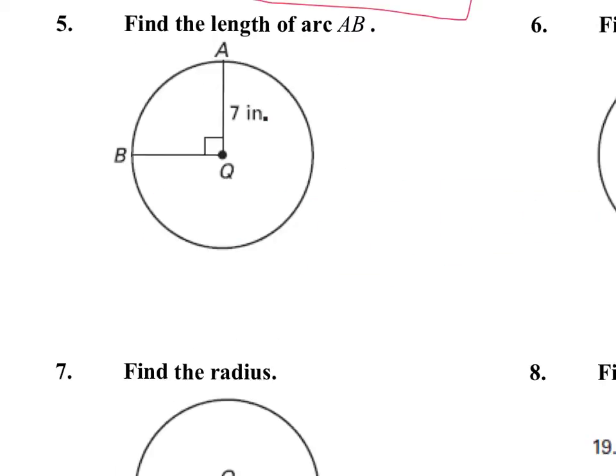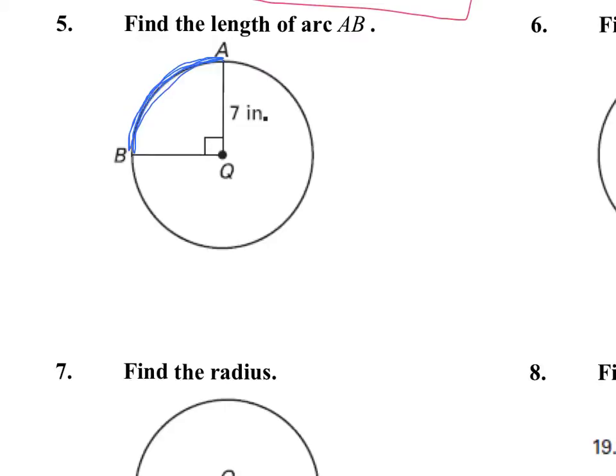All right, next up, we're talking about arc length. Find the arc length of AB. So visually what that is, it's this distance right here. If we could measure that with a string and then pull the string straight and put it up to a ruler or a yardstick or something, that's what we would do. That's not a very exact method though, so we're going to use the exact method.